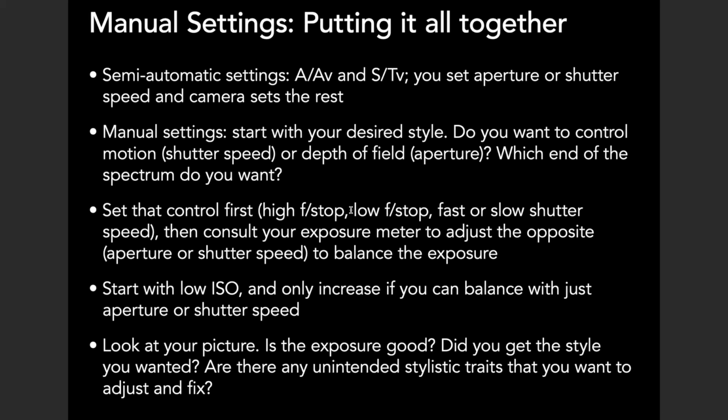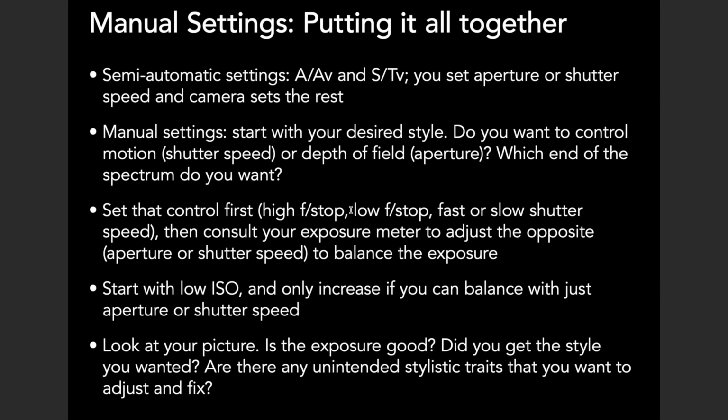So for example, if I'm choosing a fast shutter speed because I want to freeze motion, that means I have less exposure coming in, right? Fast shutter speed means less light. So I need to adjust aperture to let in more light. So I'm going to have a lower f-stop number because that's a bigger opening. I'll just keep adjusting that f-stop number until I see that exposure meter start to balance around 0.